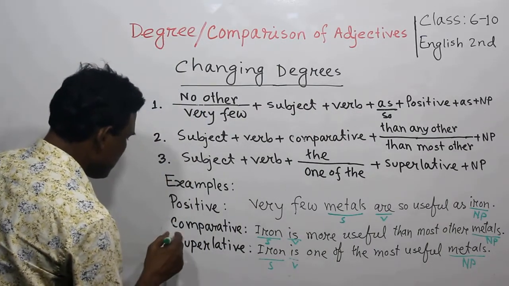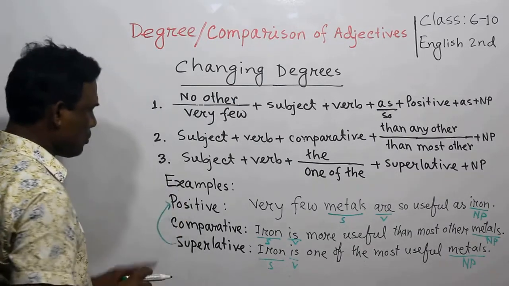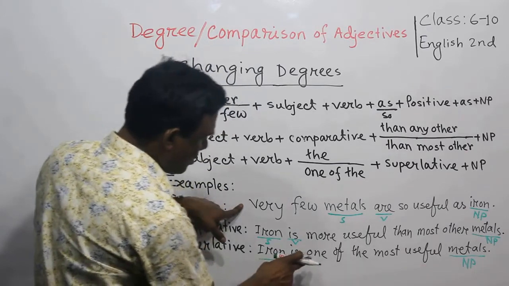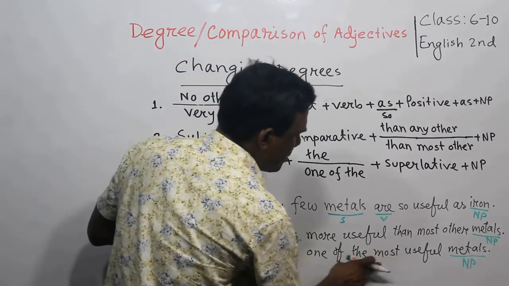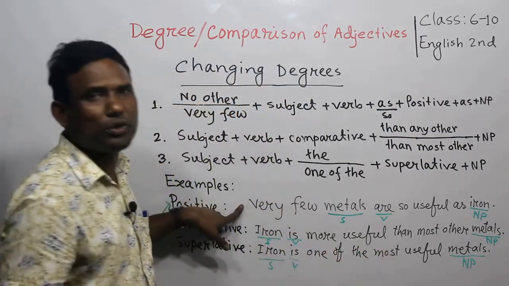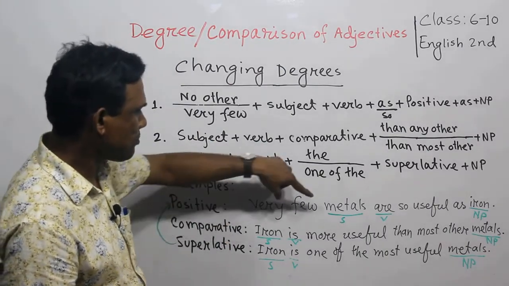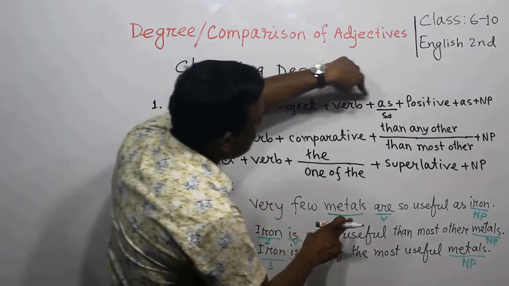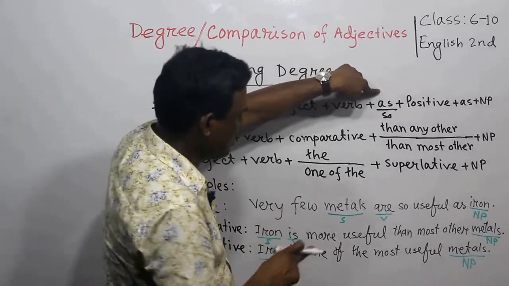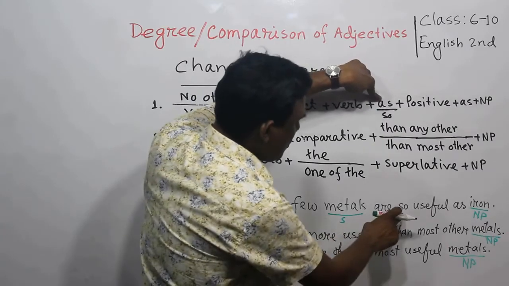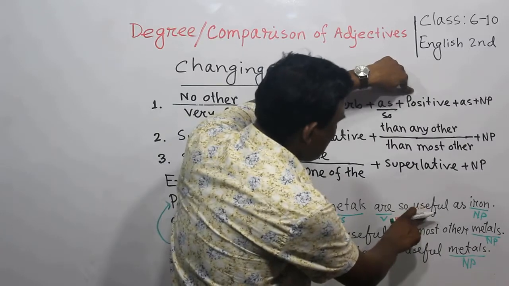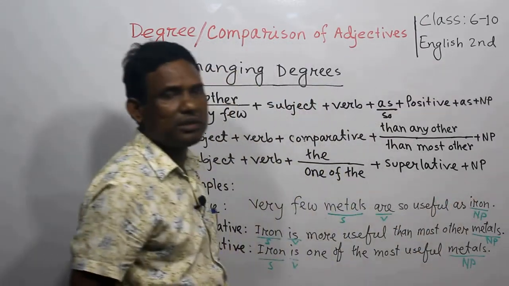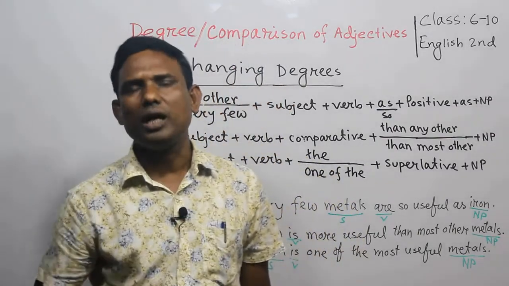Now, superlative to positive. The sentence has started with very few because you can see one of the before the superlative degree. So, when you see one of the before the superlative degree, you can start with very few. NP has become subject, verb are. You know, metals is plural number, so it agrees with are, plus as plus positive useful plus as plus NP, subject has become NP. In this way, you can change degrees according to the structures.